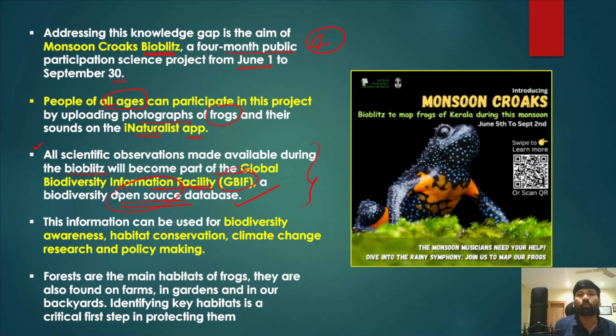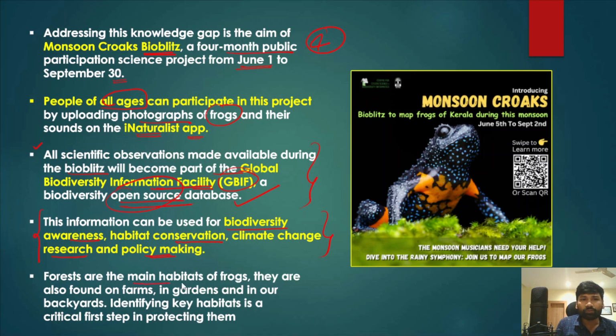This is an open source database. So this information can be used for biodiversity awareness generation, habitat conservation of frogs and various other species, climate change research and policy making. And this is the utility of the information which is gathered through this BioBlitz project.